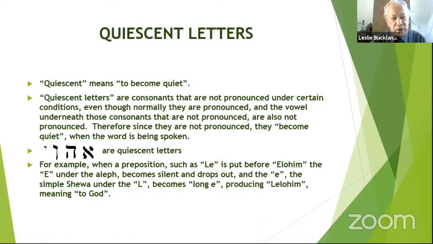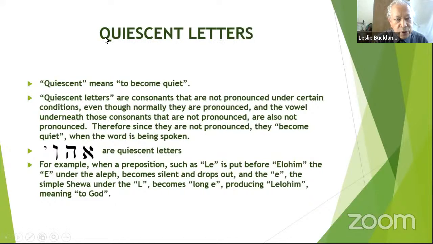We're now moving on to the second grammatical feature of this lesson. I normally just deal with one at a time, but because each of these is so short, I decided to group them together. So we're now dealing with what is called quiescent letters.